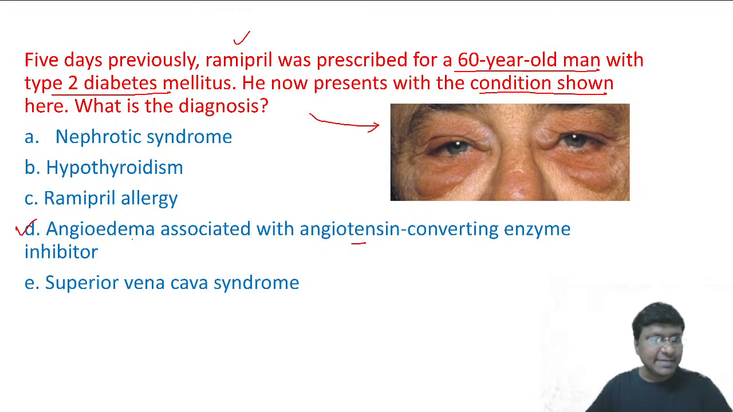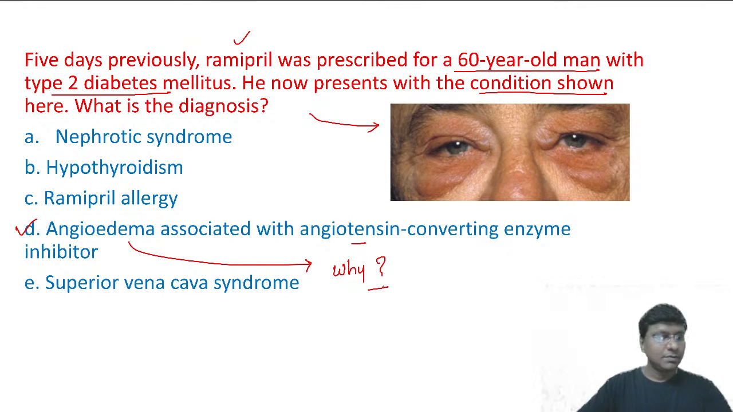Now please tell me why there will be angioedema with ACE inhibitors. Why is there angioedema with ACE inhibitors? Any one of you? And why do you want to give ACE inhibitors? Very good, Nurul Khan. The angioedema is mainly because of an increase in the bradykinin levels.